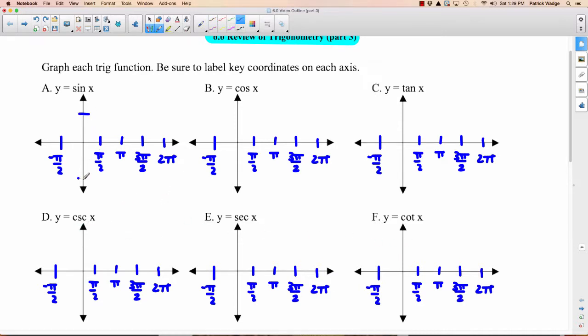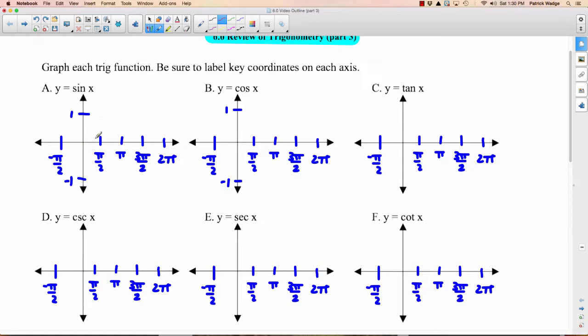For the sine graph and cos graph, remember that it has a maximum of 1 and a minimum of -1. So I'll put those in there as well. And I'm not going to spend a lot of time deriving it because you should be at the point where you basically have memorized this.